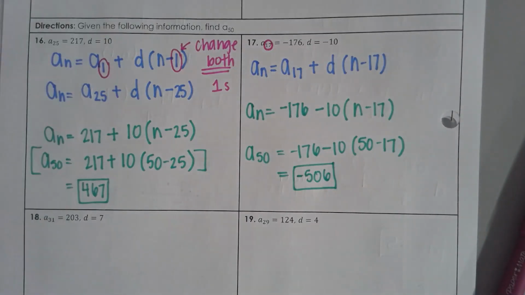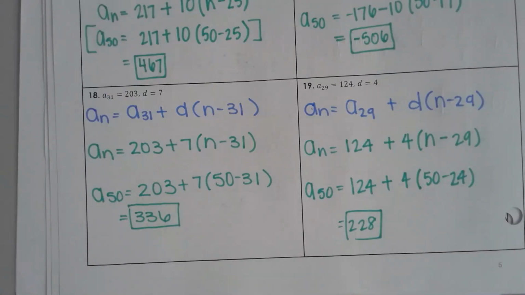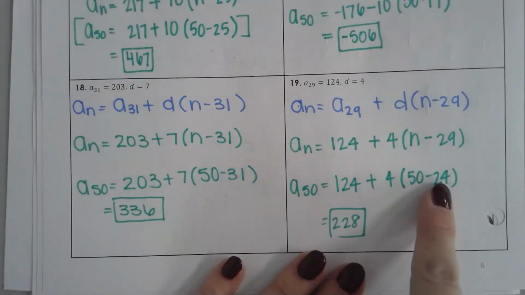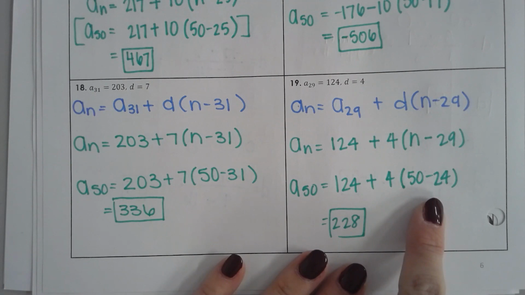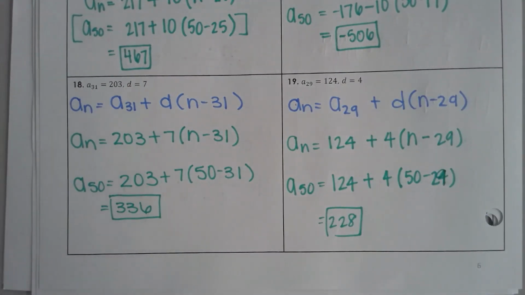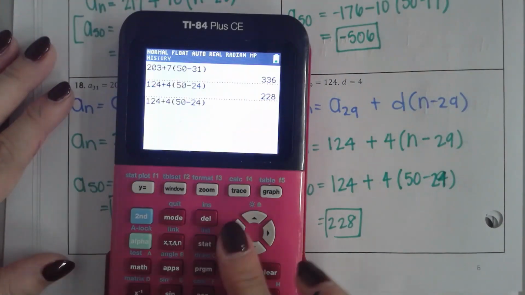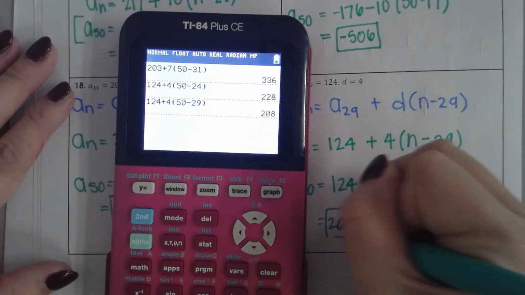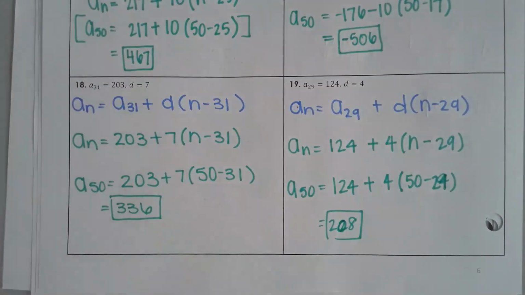Do numbers 18 and 19. So number 18, yeah, no, I don't think so. Number 19, is that right? No. Because it's 29. It's 208. Oh, and I typed in 24. Good save. That's a tough one right there. 208. Yeah, I did too, so good job. One more. 336 and 208. Any questions?